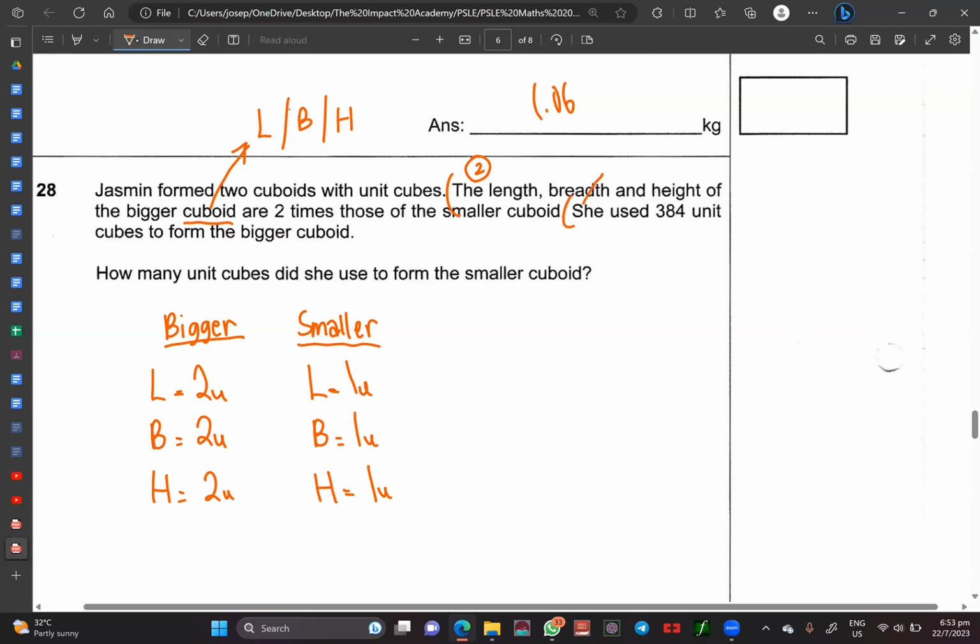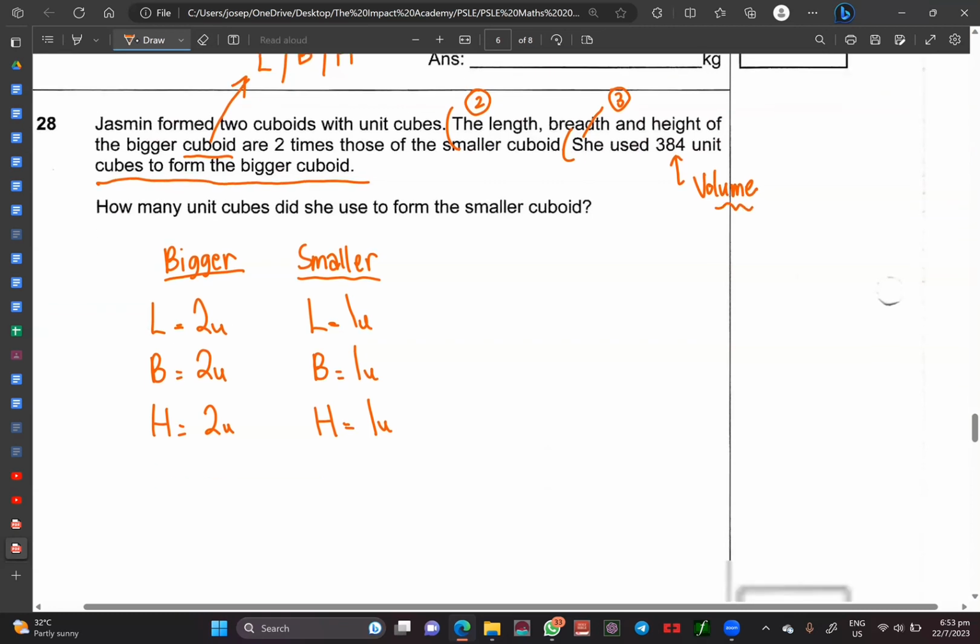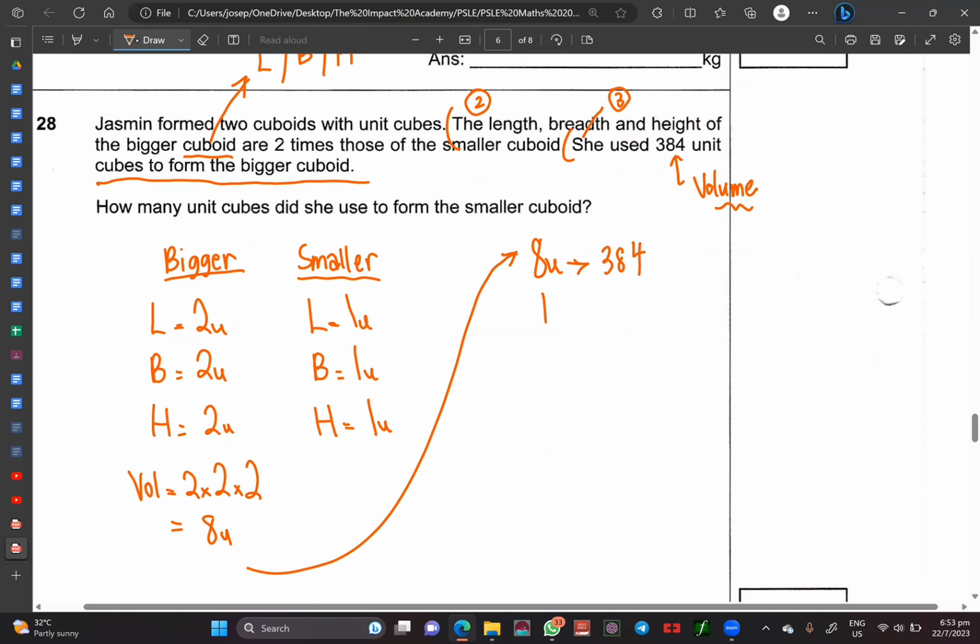Now, then we move on to sentence number 3. It says that she used 384 cubes to form the cuboid. Now, this is telling you it is the volume. So what you want to do is find the volume using units by doing 2 times 2 times 2. When you do that, you get 8 units. And you know that 8 units is equal to 384. Divide, and you get 48.